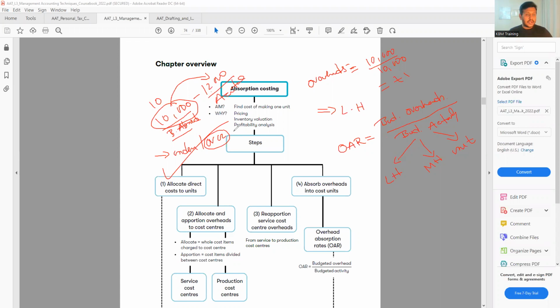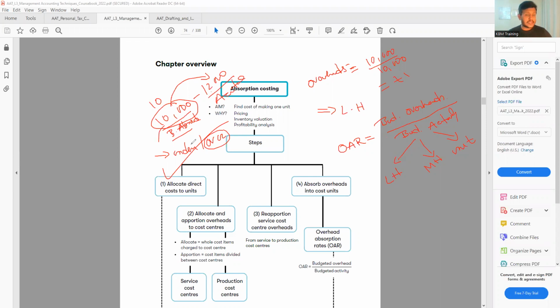All right, so that's okay, Savita, because we are just discussing now. Obviously, when you do the question, I'll explain again. Here we are talking about under absorb and over absorb.